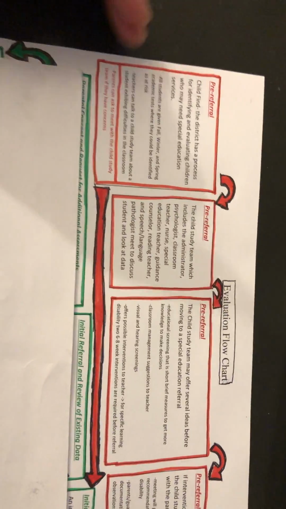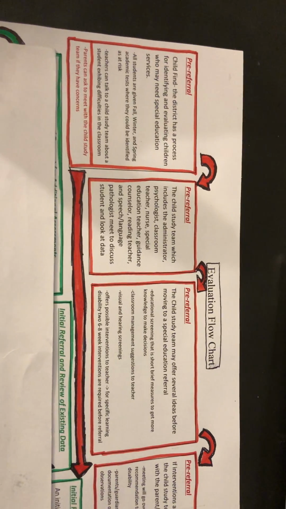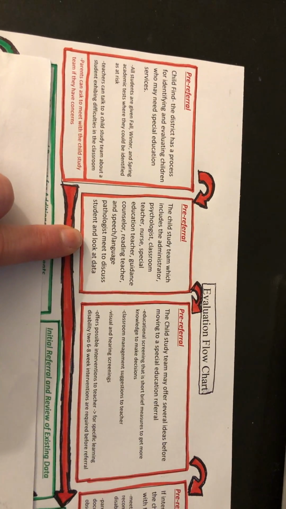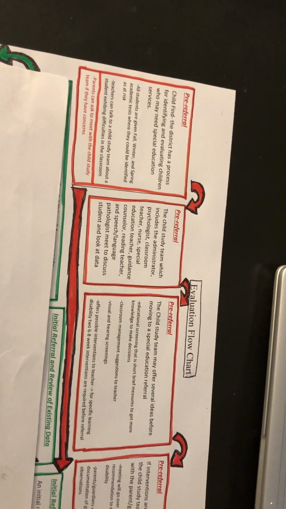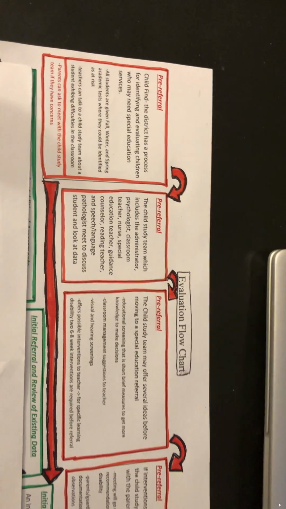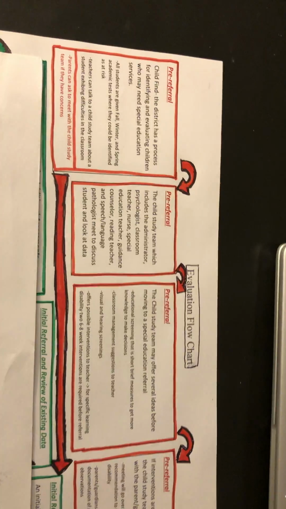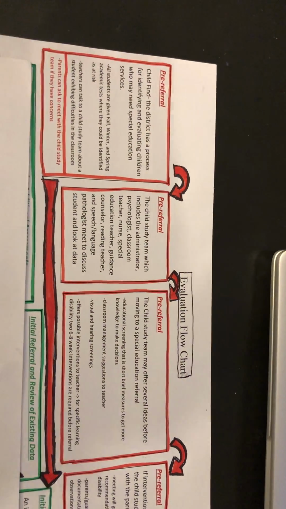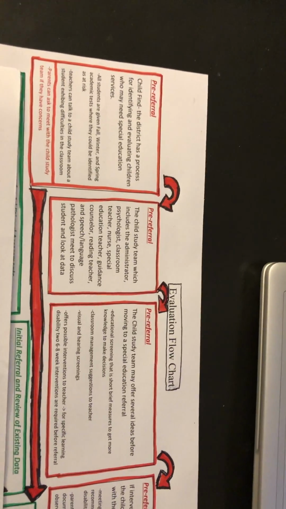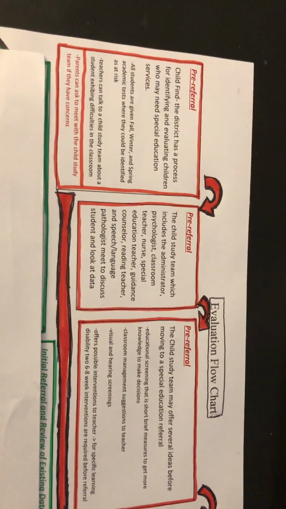So what we do as a school is when we see that there is a child who may need special education services, we get together as a child study team, which includes the principal, a psychologist, classroom teacher, maybe a nurse, the special education teacher, guidance counselor, reading teacher, speech language pathologist. All of those people, we get together to discuss and look at student data and talk about the student and see what kind of things are happening.